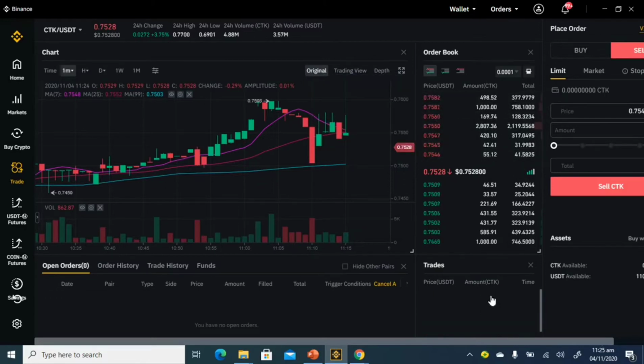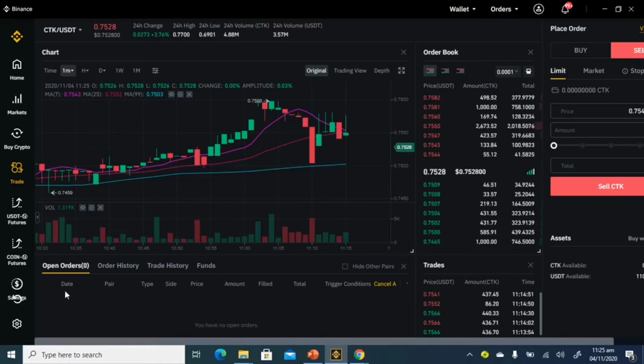Here, the trades part shows you what is actually happening in the market. So at this moment you can see someone just bought 440 CTK. Here one sold 446 CTK. Someone just sold 437 CTK. That's what this trades section is showing you: what is really happening in the buying and selling activities.